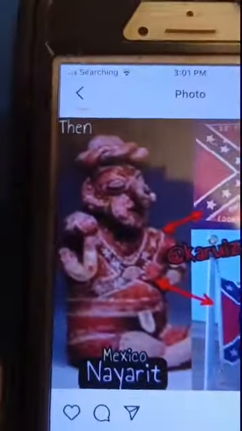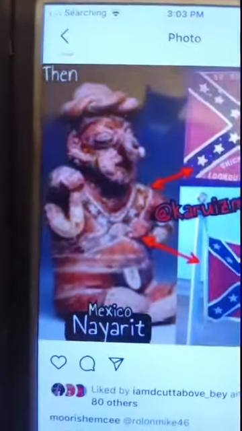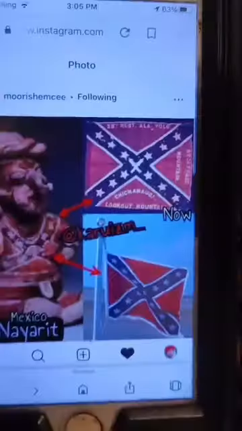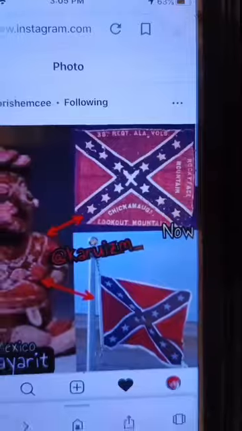Wow. Time out. Let's jump in the time machine. This is an ancient sculpture in Mexico called Nayarit. Now look at this symbol on the chest. The top right is the original Confederate flag. Can you see that? And this is the modern Confederate flag. It's nothing new under the sun.